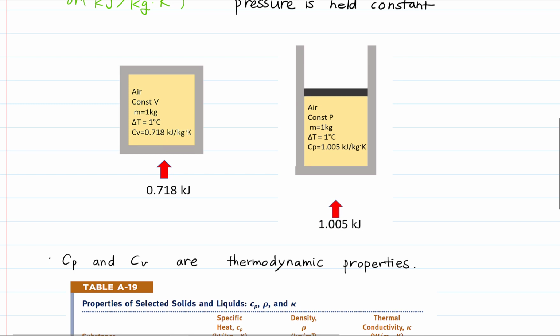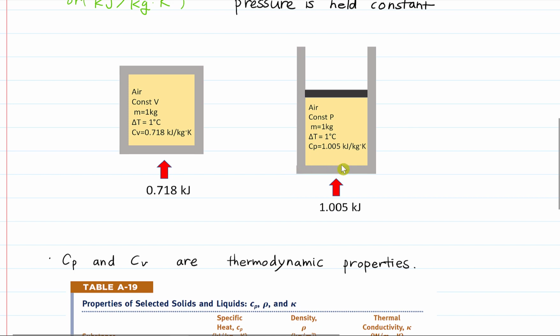Now consider a piston cylinder device containing air. It has 1 kilogram. The piston is free to move. 1.005 kilojoule is required to raise the temperature of 1 kilogram of air by 1 degree Celsius. So the specific heat of air at constant pressure is 1.005 kilojoule per kilogram Kelvin.